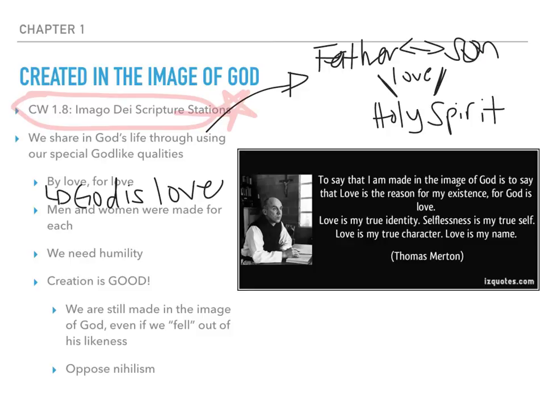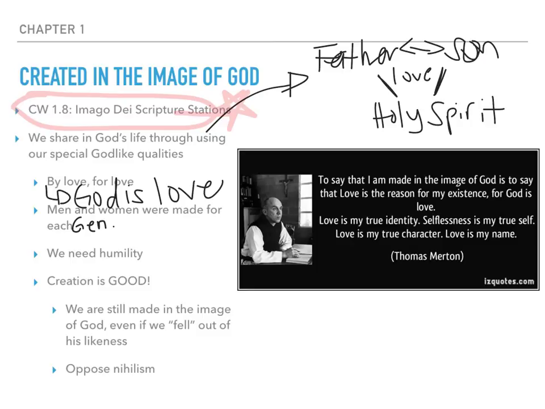Think about the analogy to human people. You have a father and a mother, and their love creates a third person, the child. So in the same way the love between the Father and Son creates the Holy Spirit, the love between a father and a mother creates the child. Men and women were made for each other. We saw that in Genesis 1, it said, in the image of God, male and female were created.